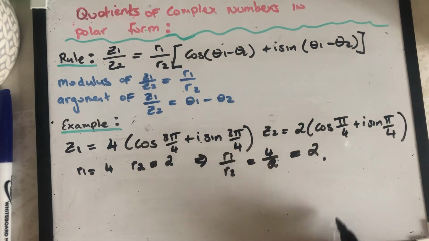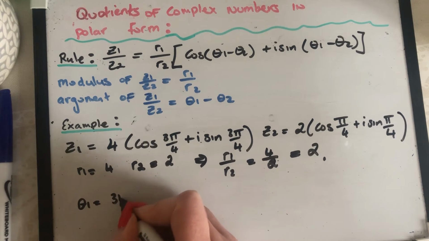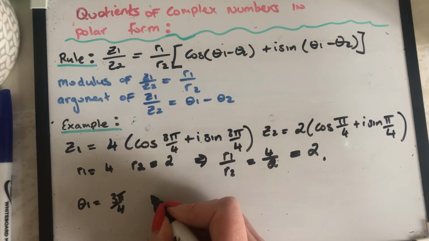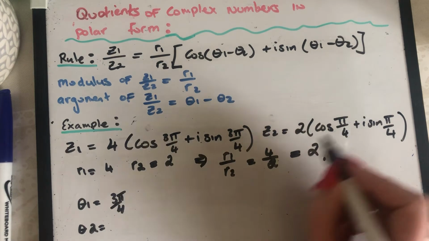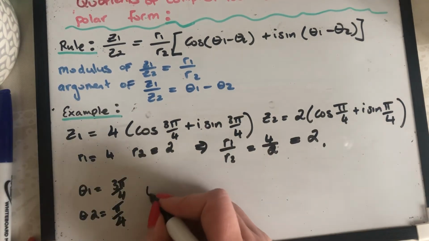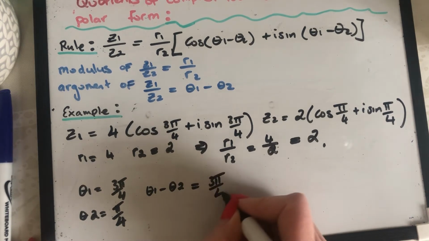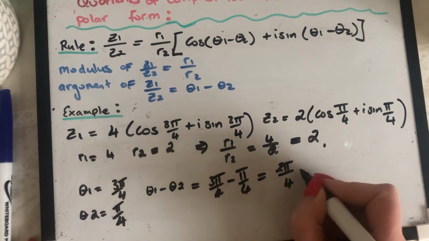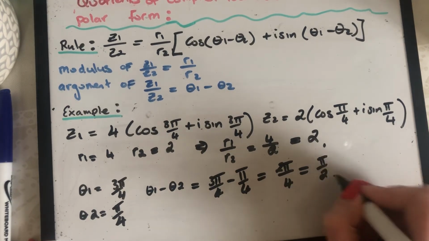And now let's find out what is theta 1 and theta 2. So theta 1 we can see is 3 pi over 4. And our theta 2 we can see is pi over 4. So let's take them away. So theta 1 minus theta 2 will be equal to 3 pi over 4 minus pi over 4, which of course is 2 pi over 4. And we can see that 2 divides into the top and the bottom once, so we've got pi over 2.